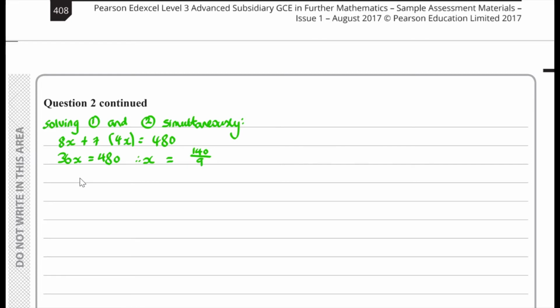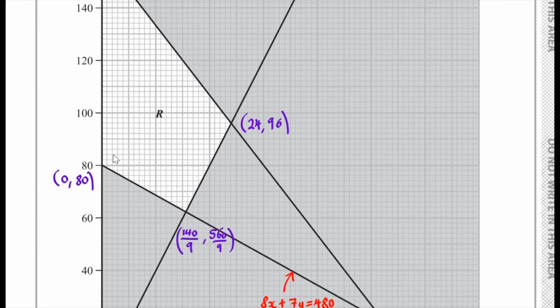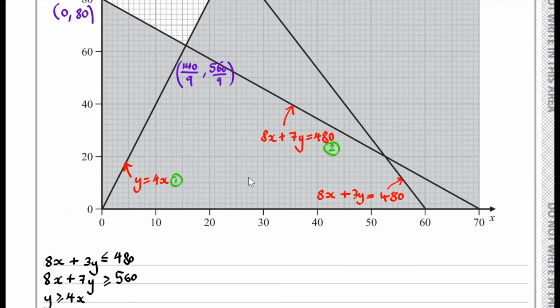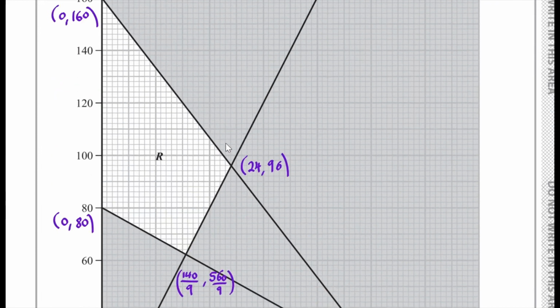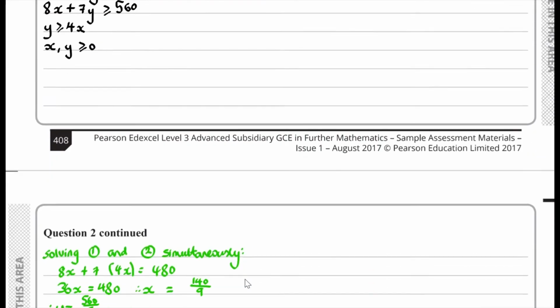Okay, and therefore y is equal to 560 over 9. So therefore this point of intersection you'd find to be 140 over 9 and 560 over 9. Okay, and what we can now do is we can test each of these points by substituting them into this function over here to see which gives us the minimum. So let's continue doing that.